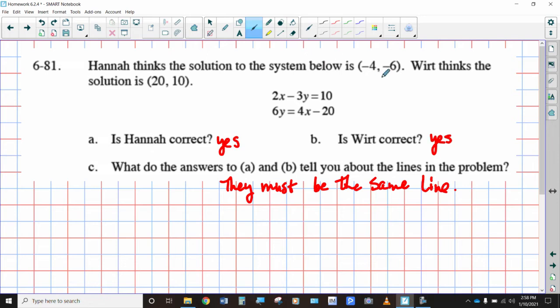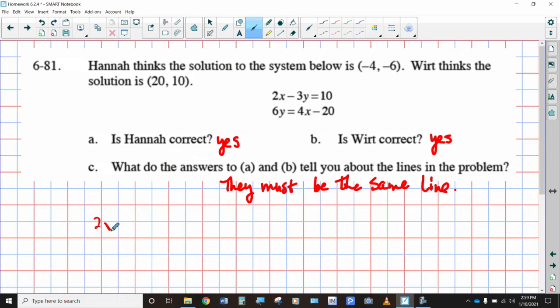Hannah thinks the solution of the system for these two equations is negative 4, 6, negative 6. Wirt thinks it's 2, 10. Who's correct? Okay, so it looks like both of them are correct because these two equations are the exact same equations. They're going to be the exact same lines, so anything that works for one is going to work for the other. So the way to figure that out is let's solve both of them and put them into slope-intercept form.